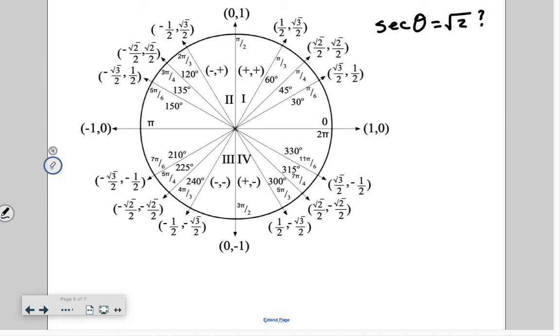So if we say we're looking for the secant equal to the square root of 2, that means the reciprocal of cosine. Well, if I take the reciprocal of cosine, that's 2 over the square root of 2. And now we rationalize the denominator. We get 2 square root of 2 over 2. And the 2's cancel out. There's your square root of 2. There's the 45. You take the reciprocal of whichever one, sine or cosine, and it turns out that this one is 45 degrees.